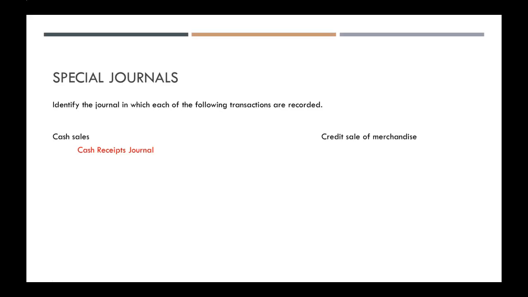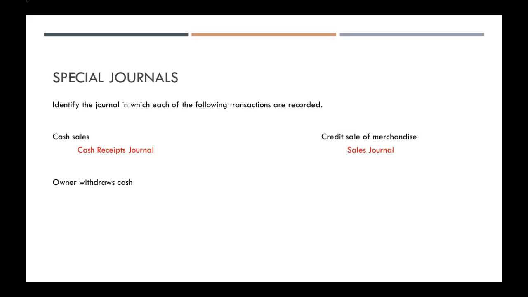Our next one, credit sale of merchandise. Whenever you have a sale of merchandise on account, or a credit sale of that merchandise, that is the definition of what will fall under the sales journal. Now notice, we didn't put cash sales under the sales journal, because for it to go into the sales journal, it needs to be a sale of merchandise and on account. It has to fit all of those criteria. So that one goes into our sales journal.